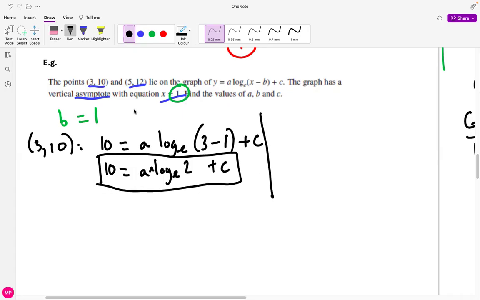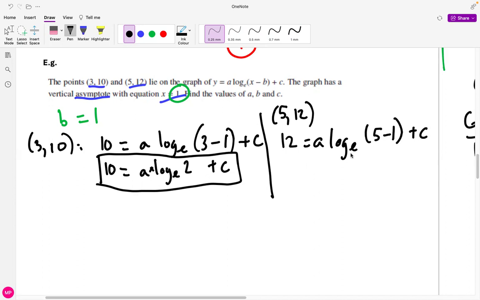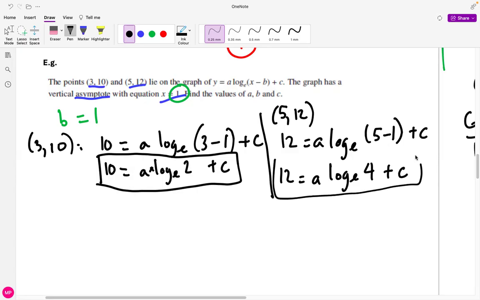All right. Same thing I do for 5 and 12. If I do 5 and 12, I would have 12 equal A times log A of 5 minus 1 plus C. So we have 12 equal A log A of 4 plus C. Okay, so this is my second equation. Now, once you've done that, you're going to solve for A and C simultaneously.